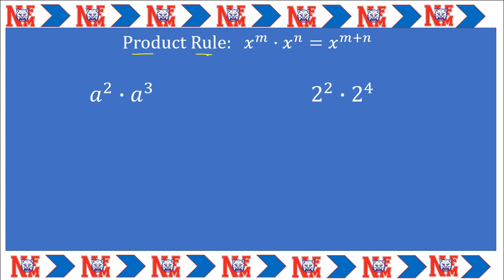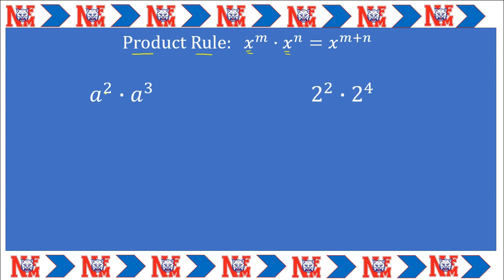The product rule allows us to simplify when we are multiplying like powers. When the bases are the same and we're multiplying, the rule says that we can add the exponents to create one expression. But let's take a look at why that is. Why can we add the exponents?